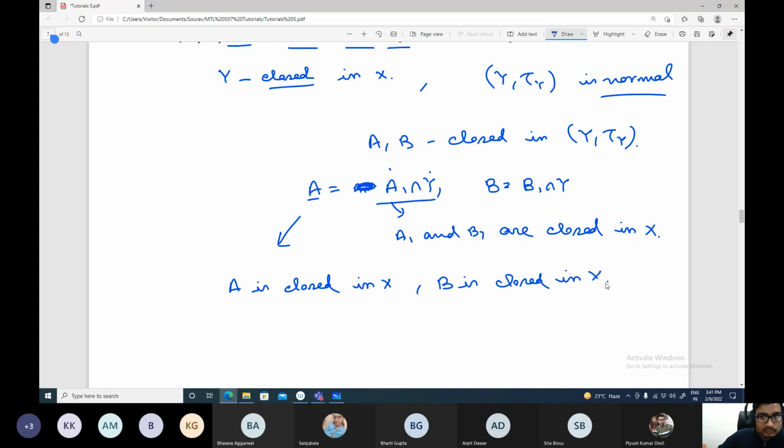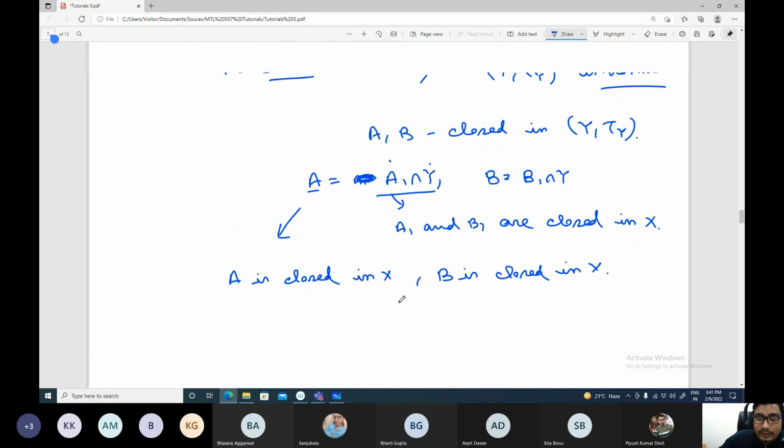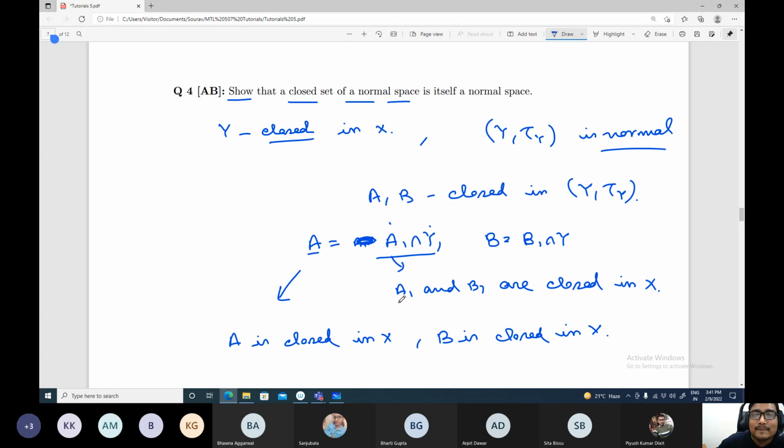Now X is normal. Then what can we say? There exists an open set U and V such that A is contained in U and B is contained in V such that U intersection V is empty. I missed something. You also missed something. Tell me what? What we missed? Yes, yes. I cannot hear you. Can you please tell it again?